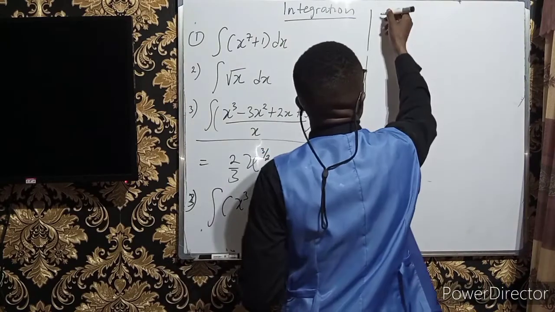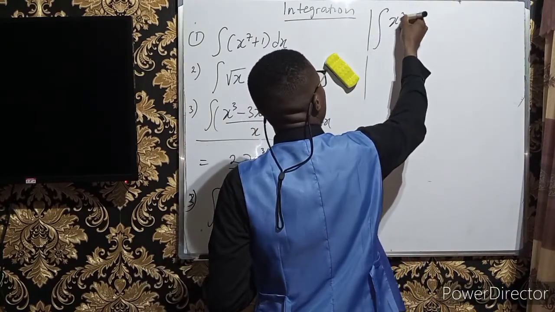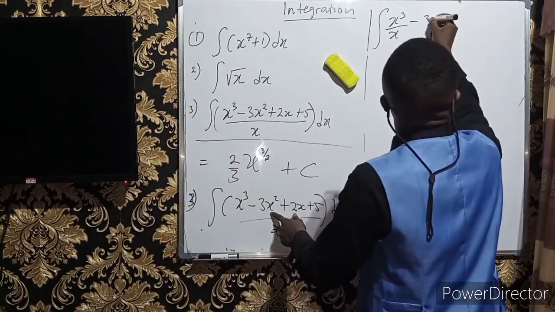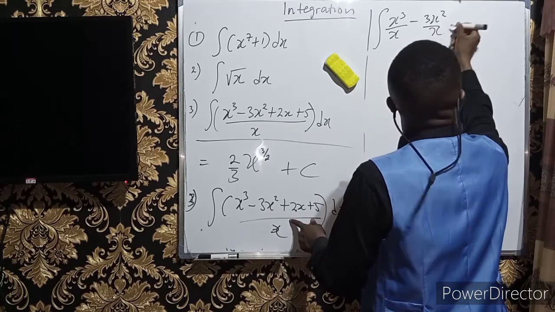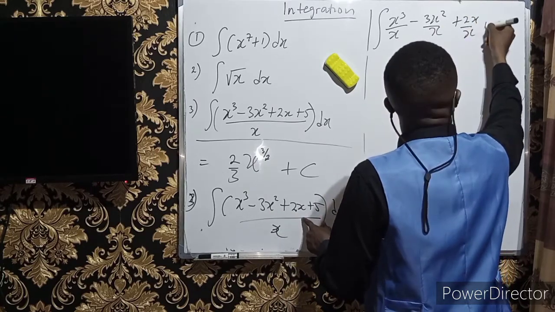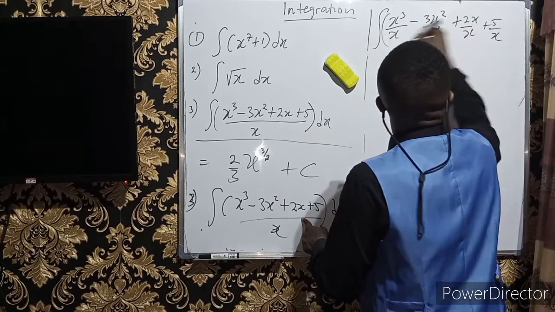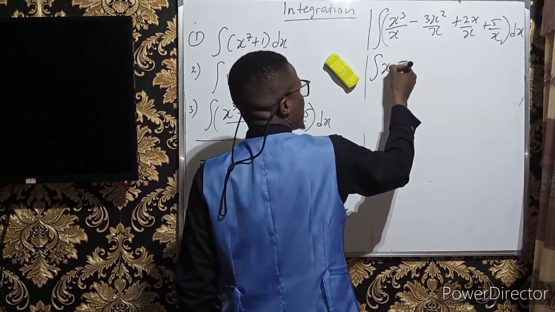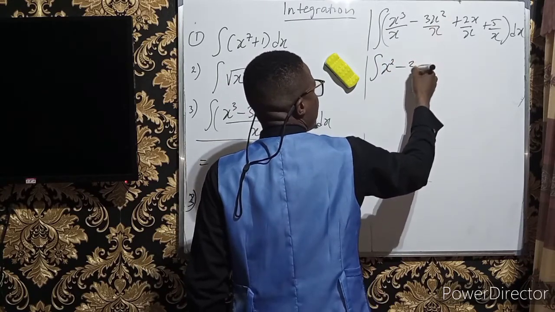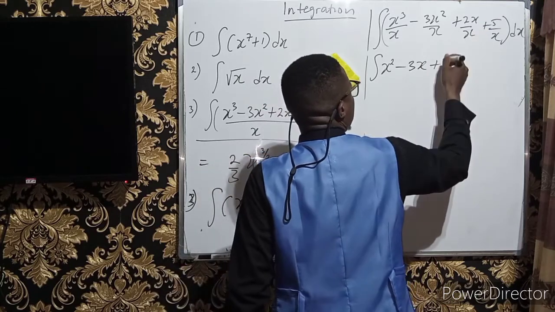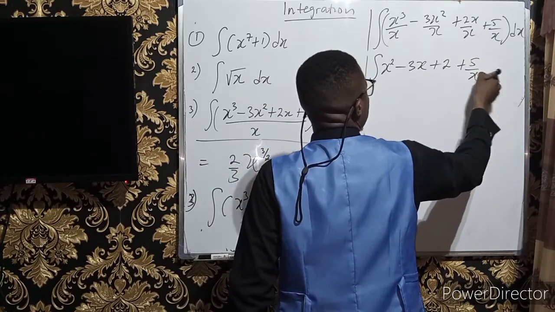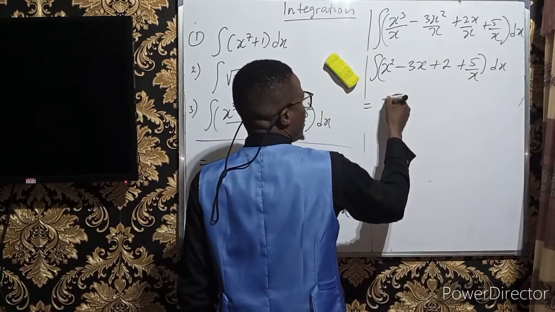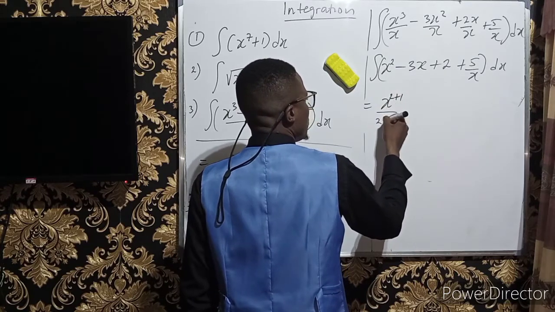So when I do that, I'll be having something like the integral of x cubed all over x minus 3x squared all over x plus 2x all over x plus 5 over x dx. Now x cubed divided by x will give me x squared. This divided by this will give me 3x, plus x will cancel x, I'll have 2, then plus 5 over x. Remember dx.